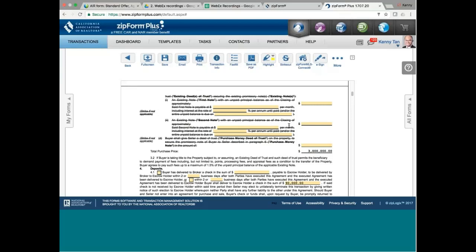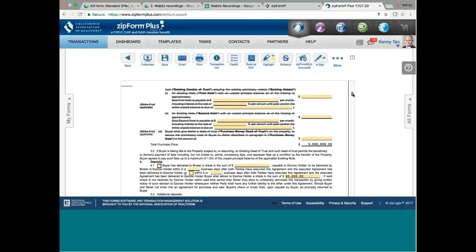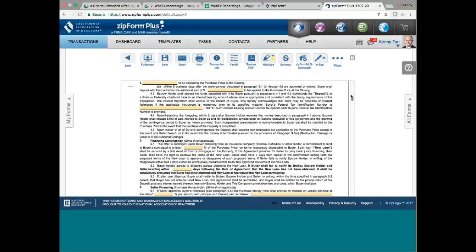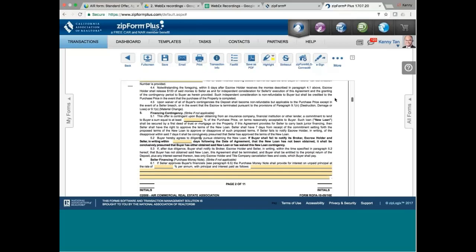Now this particular one is different though. The additional deposit, the form does not say strike if not applicable. So what do I do? I don't strike it. So I'm just going to leave it blank, because if I don't have additional deposit, then blank is as good as striking it out. Okay. All right. Just follow the instruction of the form. All right. Okay.